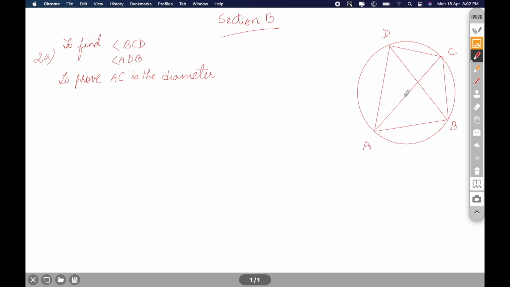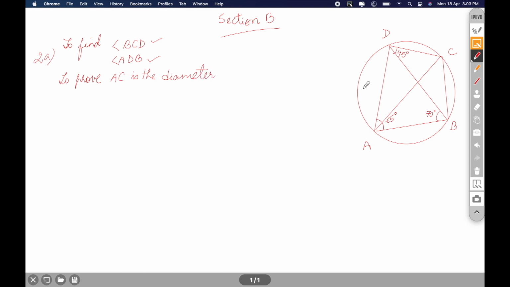Question number 2a. In the figure given below, angle BAD equals 65 degree. So this whole angle is 65 degree given. Then angle ABD equals 70 degree. So this angle is 70 degree given. And angle BDC equals 45 degree. This is 45 degree here in the diagram. Find angle BCD, angle ADB, and hence show that AC is the diameter.